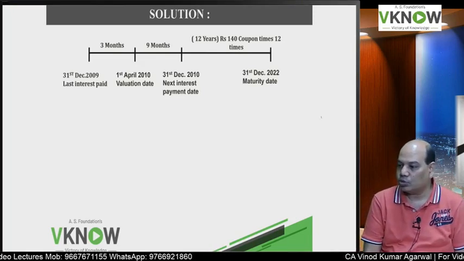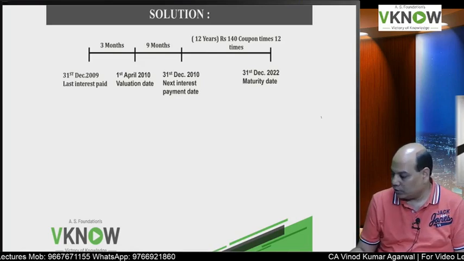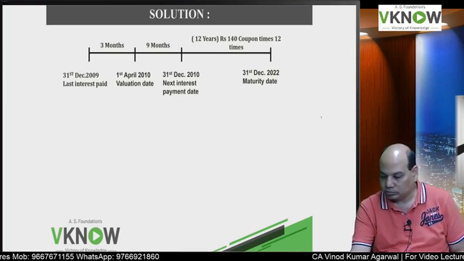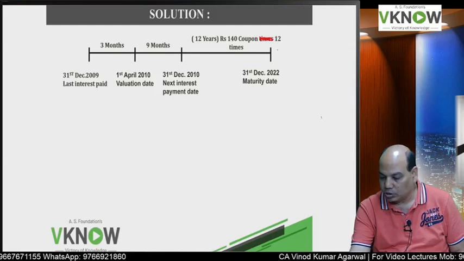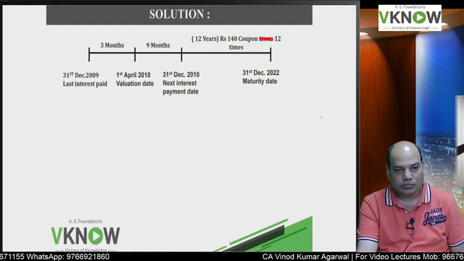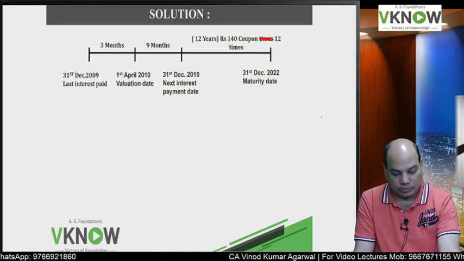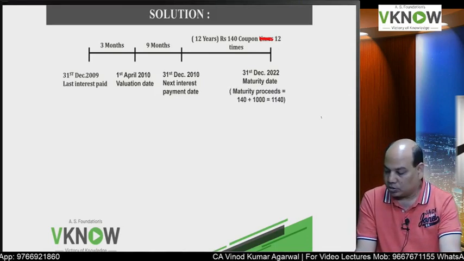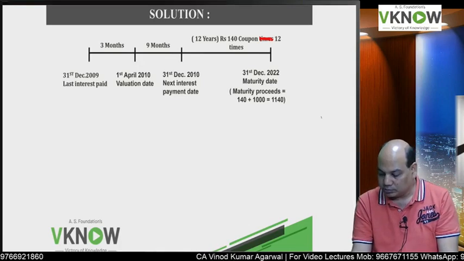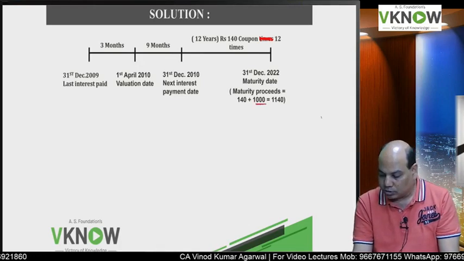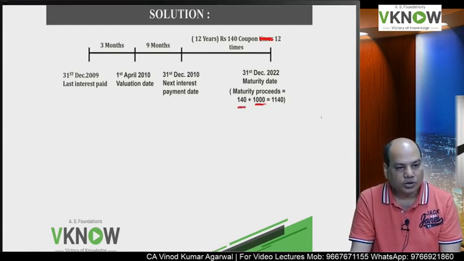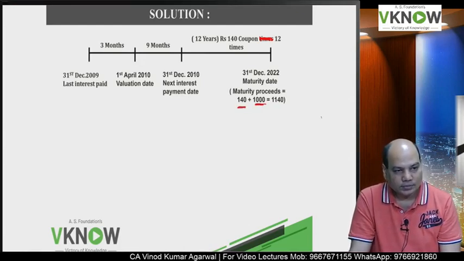Rupees 140 coupon 12 times you will receive. Rupees 140 coupon 12 times are remaining. So on maturity day my cash flow will be 1000 rupees towards principal and 140 rupees towards interest.